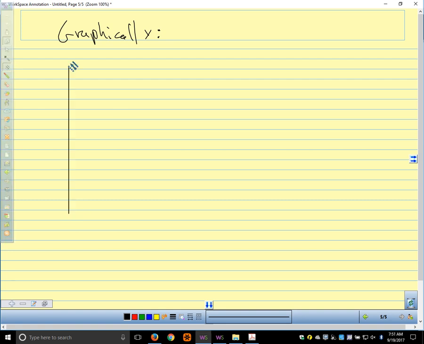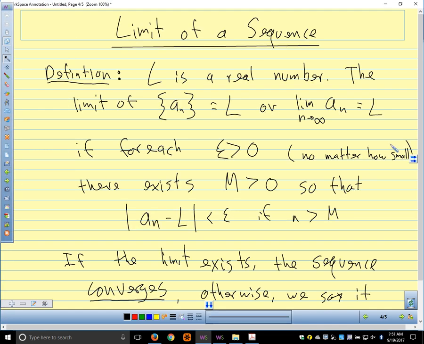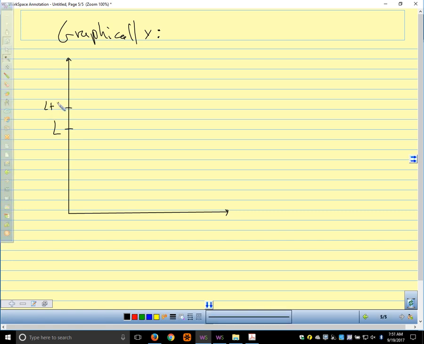So I'm going to draw a little graph and we'll plot our terms. This is just some arbitrary sequence. I'm going to say this is L. And we said back here, the absolute value of a sub n minus L, that's the distance between our nth term and the limit. So that means we have L plus epsilon here and L minus epsilon here. And this is going to give us this band in here.